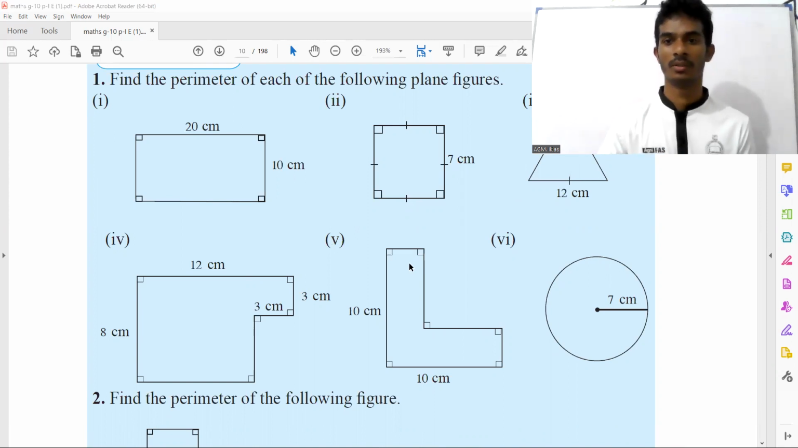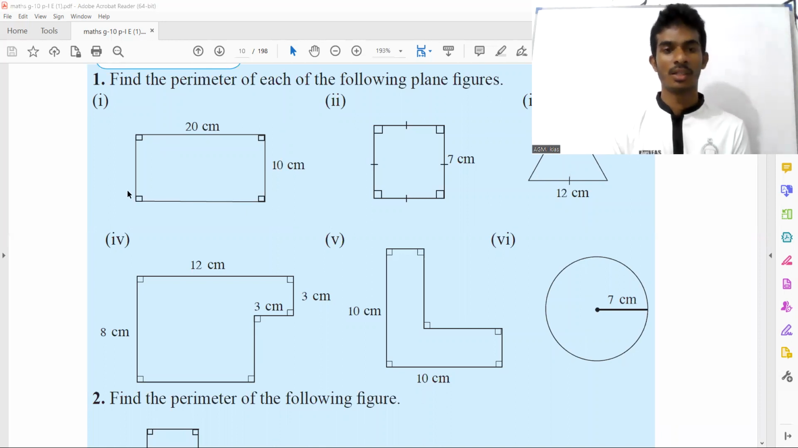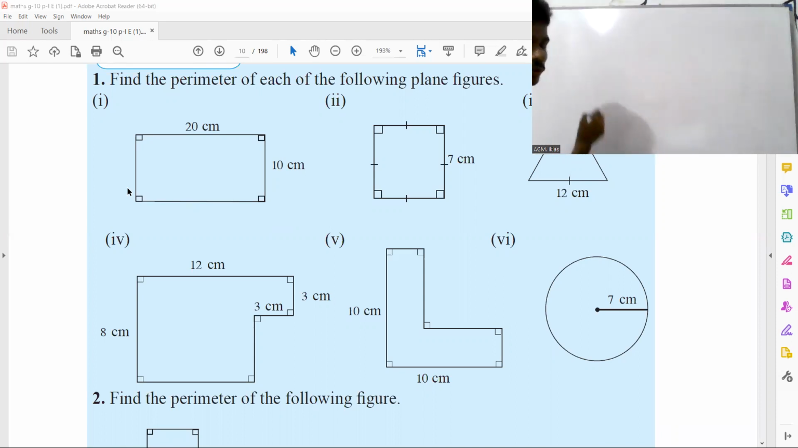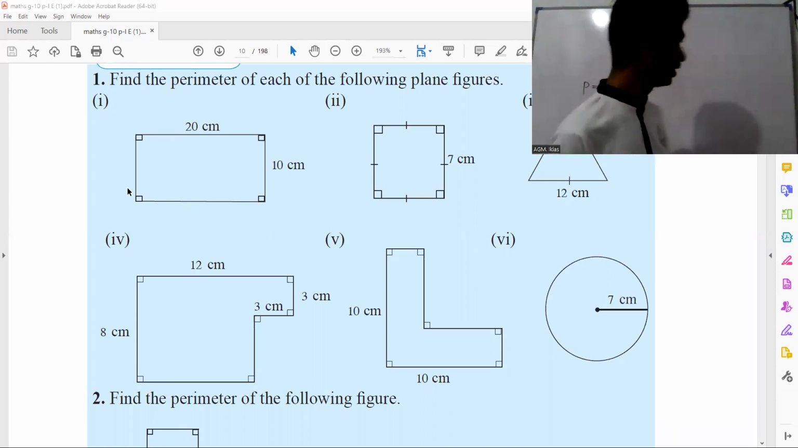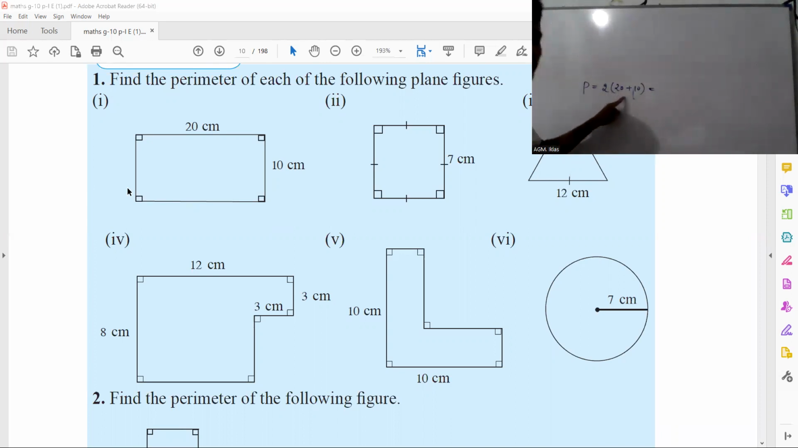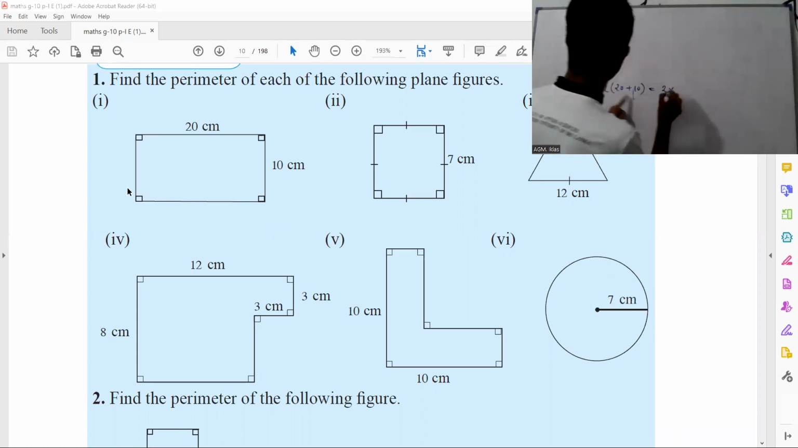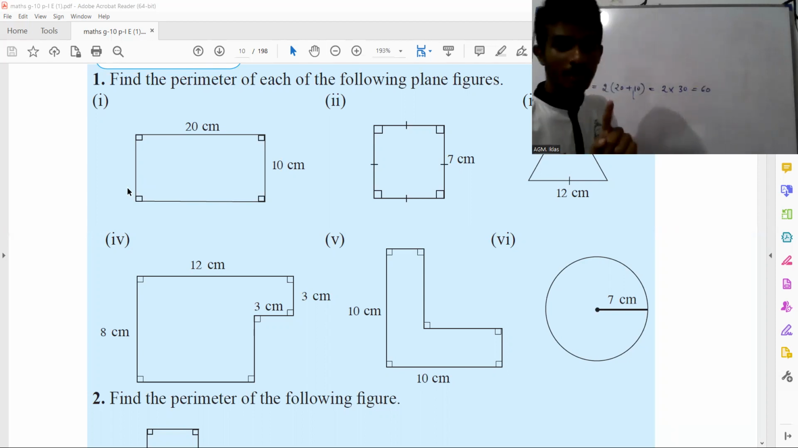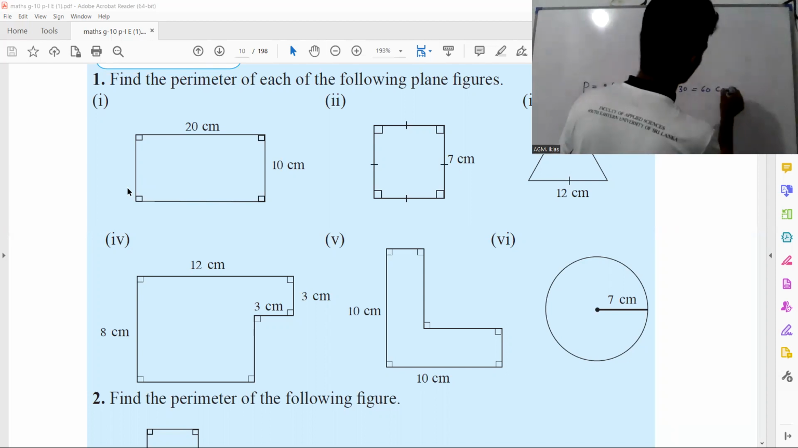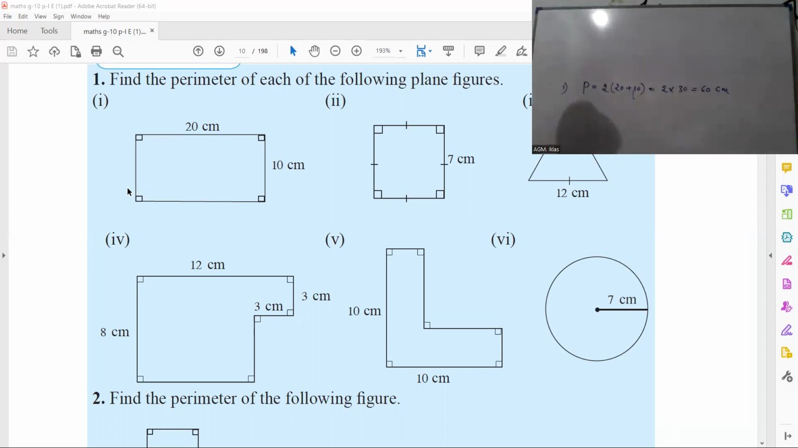Okay, I think we don't need to draw anything on the board, right? So the first question, this is a rectangle. In order to find the perimeter, we are going to add the breadth and length. So 20 plus 10, into 2, the perimeter. We denote perimeter using the letter P. So P is equal to 2 into (20 plus 10), which is 2 into 30. So the answer is 60. And the unit is centimeter. So we need to put centimeter. So this is the answer for the first question.